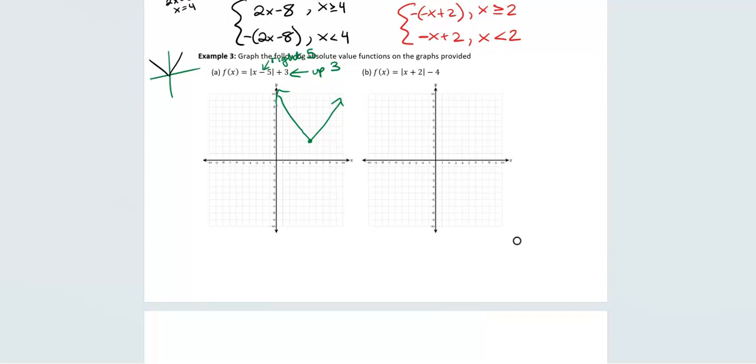Let me do another one in case you didn't get that one. That plus 2 means we're moving to the left 2. And this minus 4 means we're moving down 4. So if it's outside of those absolute value bars, this number right here and this number right here, you do the sign that's there. When it's inside, you do the opposite. So my V is moving to the left 2 and down 4. So my V is going to be over here instead. And then we've got those straight lines. We're going to pretend that those are straight.